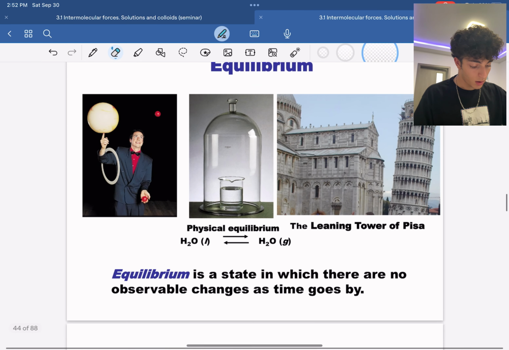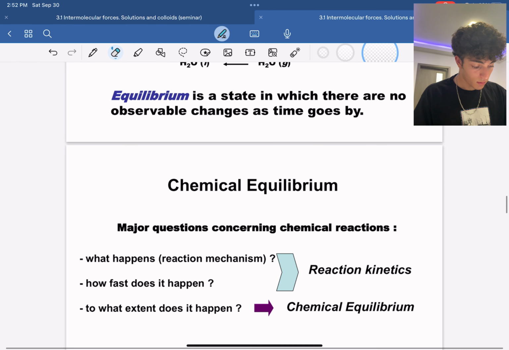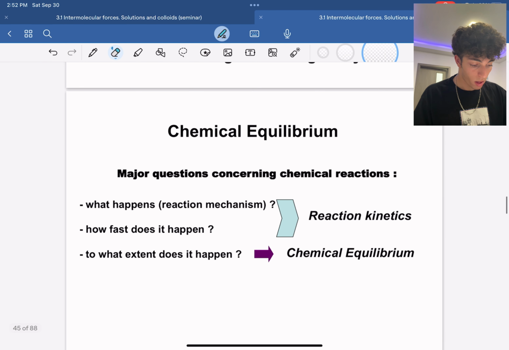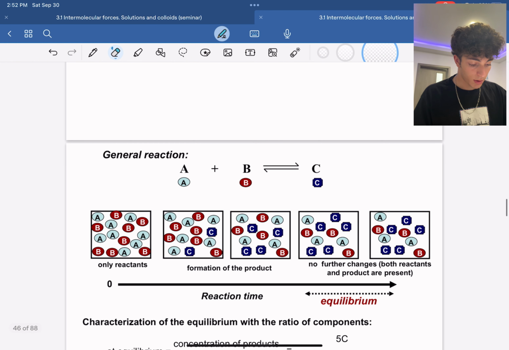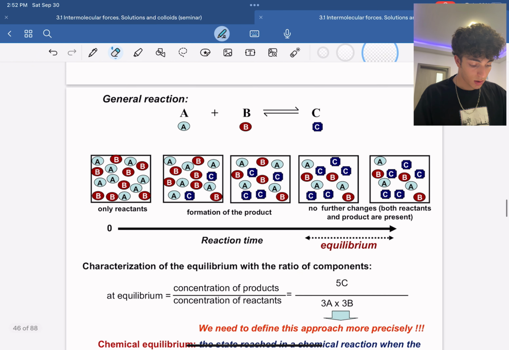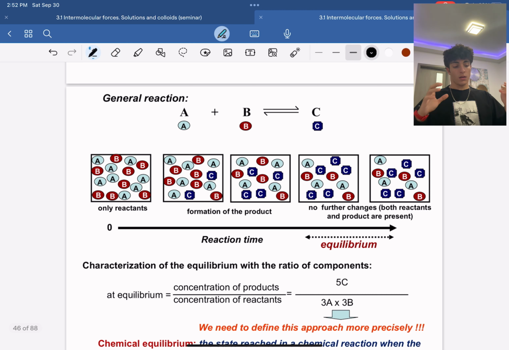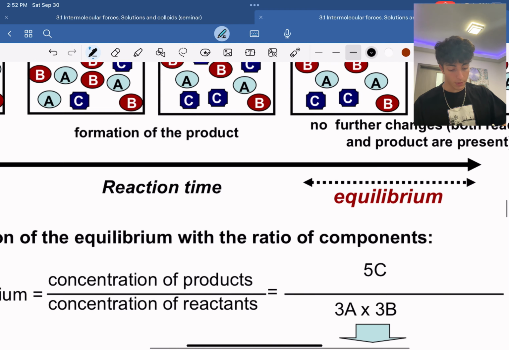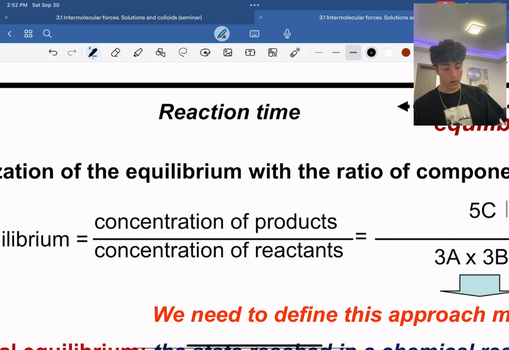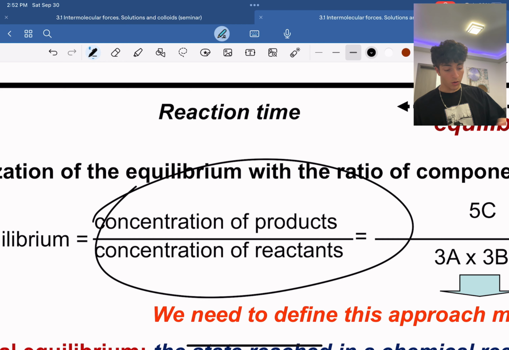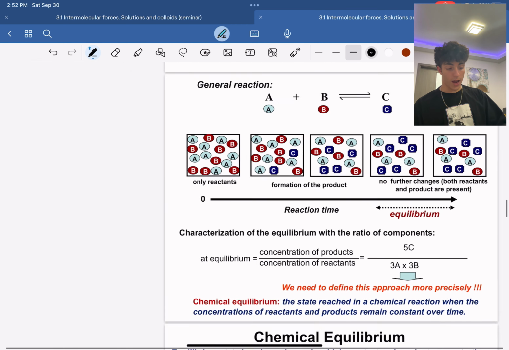Okay, so, as I said, equilibrium is the concentration at which reactants and products stay consistent. To find this equilibrium, the formula is very easy. It's represented by the concentration of products over the concentration of reactants.